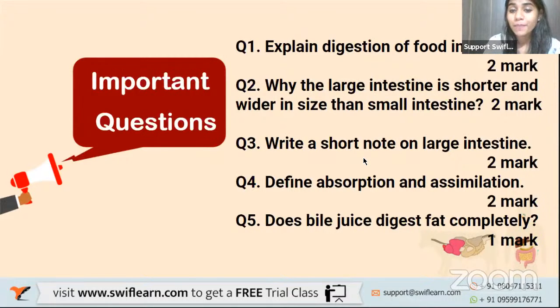Anybody can answer the fourth question also. Go ahead. Define absorption and assimilation. And the next question: does bile juice digest fat completely? Go ahead and answer them. Why is the large intestine shorter and wider than the small intestine? Can anybody answer them?